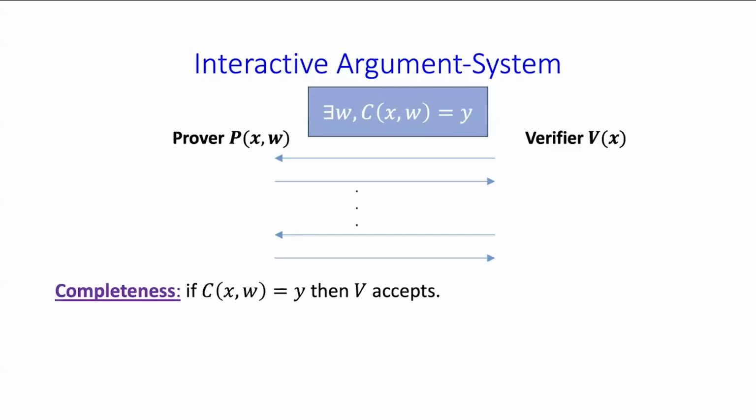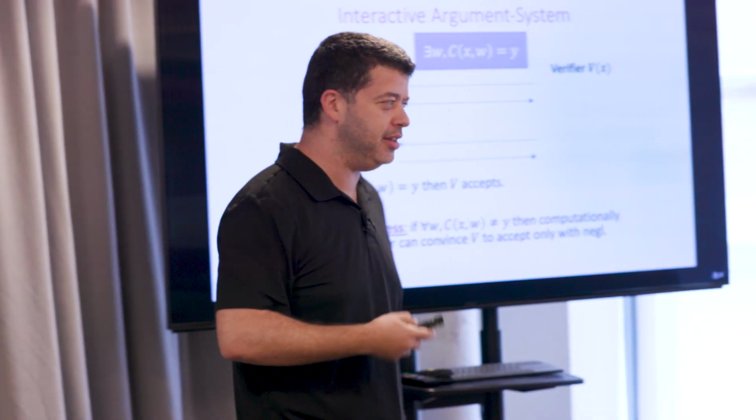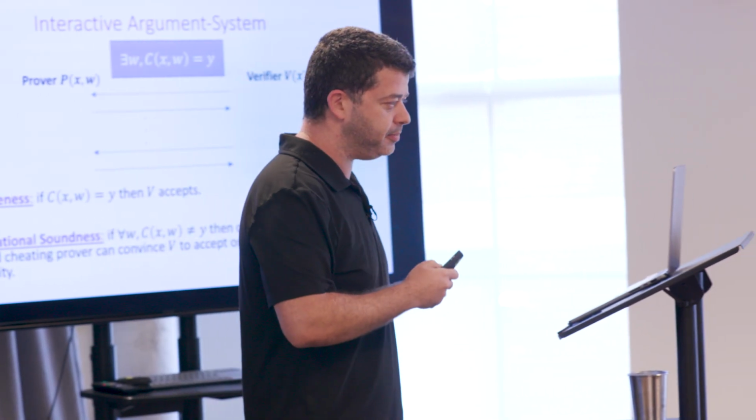What does that mean? If the statement is true, the verifier should accept. If the statement is false, no matter what a cheating prover can do within a reasonable amount of time, with high probability, our verifier is going to reject. So that's our setting in the interactive world.